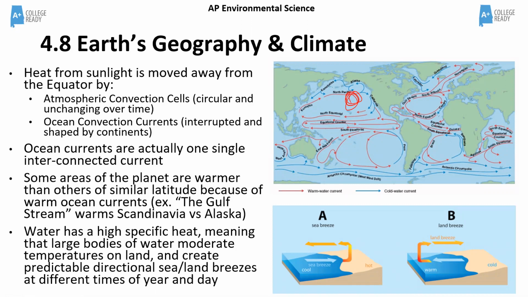So every one of the red and blue arrows that you see there is actually connected into a single system that moves heat from the equator to the poles and back again. Warm water at the surface, cold water at the bottom. Sometimes it hits the continents and up it comes to the surface, or down it goes if it's cold.